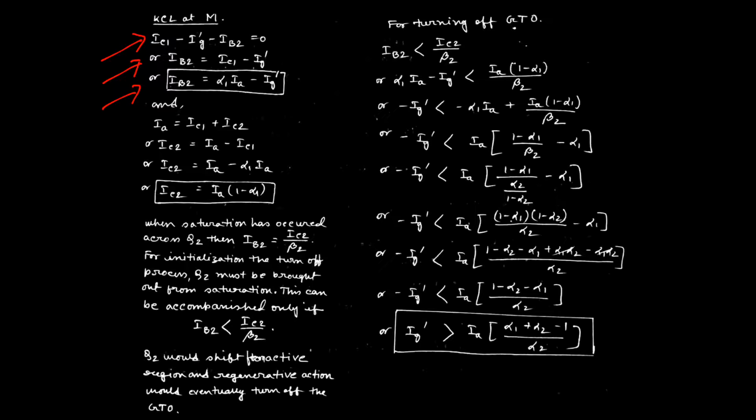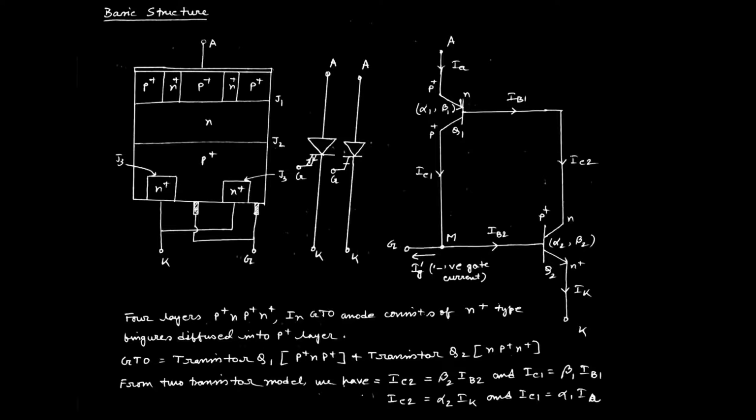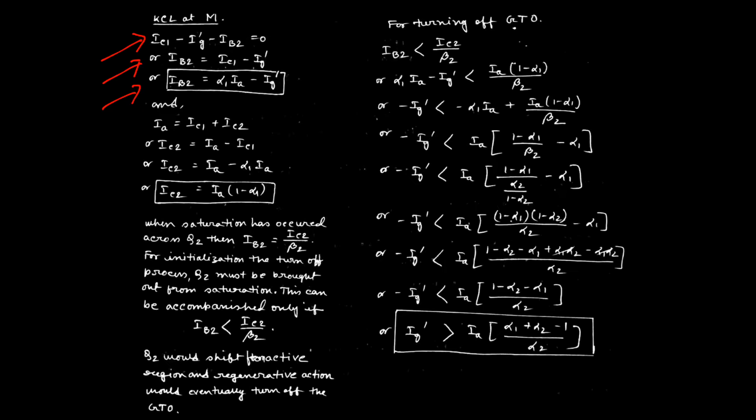We can rewrite the expression as IB2 equal to alpha 1 IA minus IG dash, because IC1 is equal to alpha 1 into IA. Okay, that means IC1, this is IC1, is equal to alpha 1, the current gain for the transistor, times IA, which gives the collector current. That is why we can write the expression alpha 1 IA.